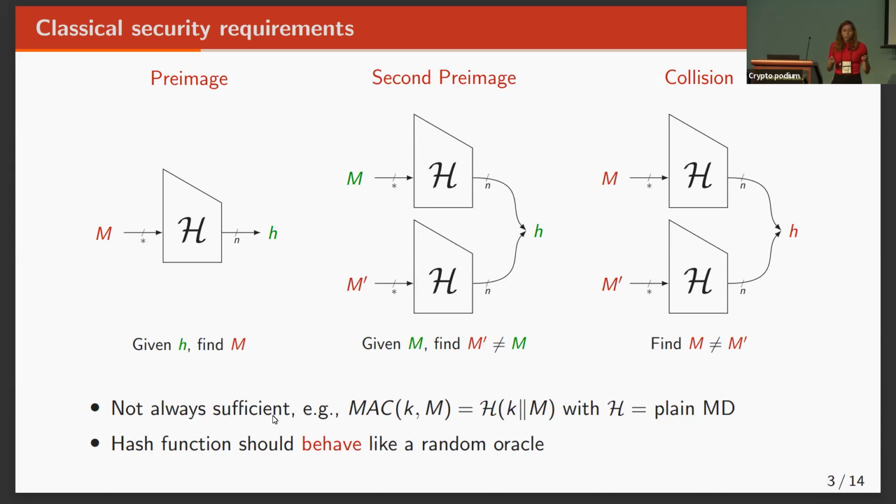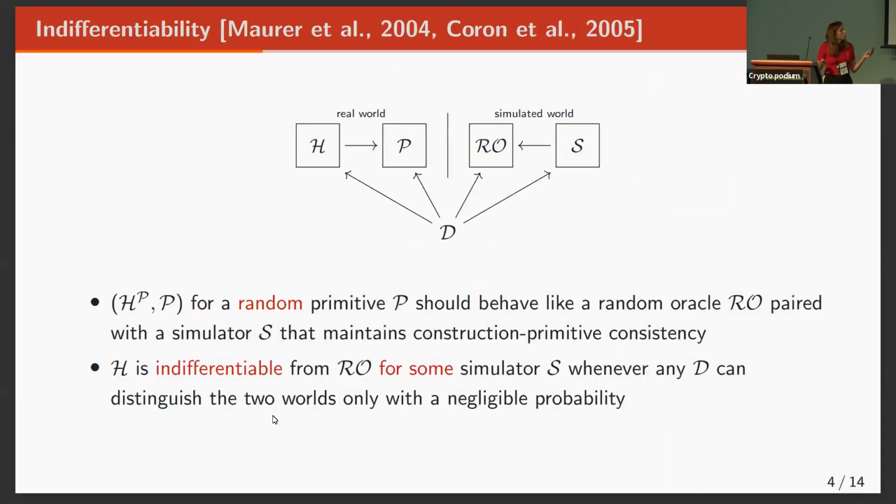In fact, the best thing we could ever have for a hash function is a random oracle. But a random oracle is described by an infinite amount of entropy, while a hash function is described by a finite string of bits. So it's impossible to have one in practice. But there exists a security notion which captures this idea of behaving like a random oracle, and this is indifferentiability.